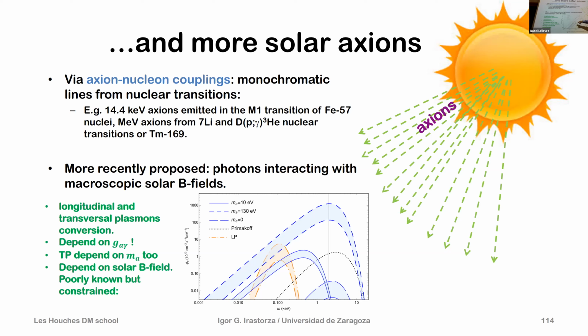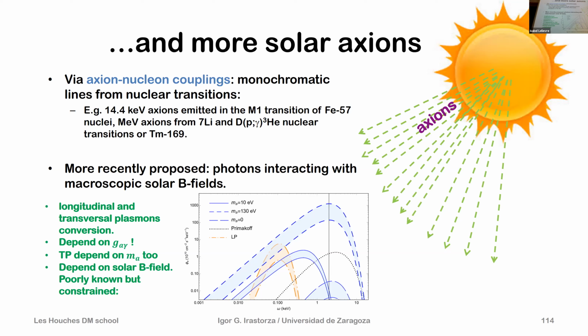And for example, longitudinal plasmons converting in these fields would produce some spectrum, some distribution of axions in the range of 0.1 keV. So it's much lower than the Primakoff spectrum, but it's still of similar intensity. So it offers an opportunity for detection. And this was very recently proposed and studied.